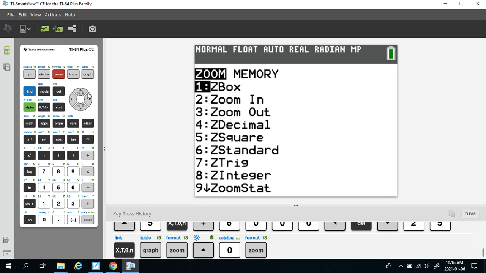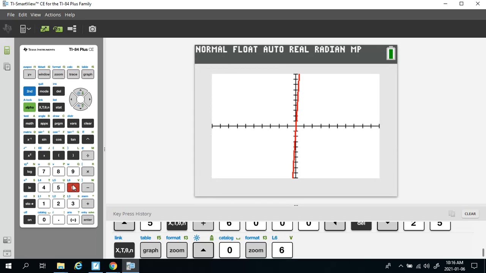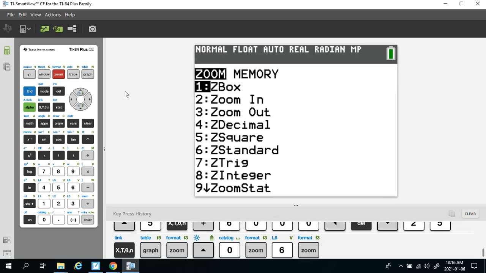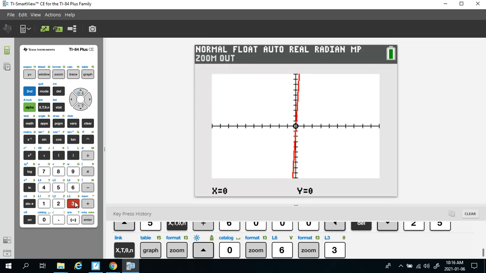So how about we go back to zoom standard, which we still can't see anything, and let's try zoom out. So we'll hit zoom because it's too close in. We can't see the intersection point. We need to zoom outward to potentially be able to see it. So we'll hit zoom 3, and it prompts you just to hit enter, and it's going to zoom out from the origin here. So if we hit enter, still don't see anything.